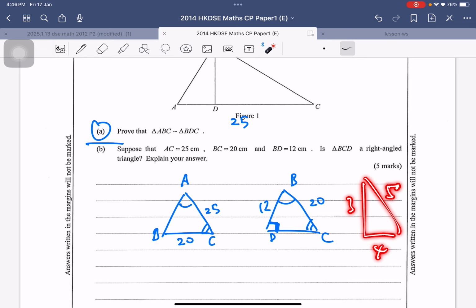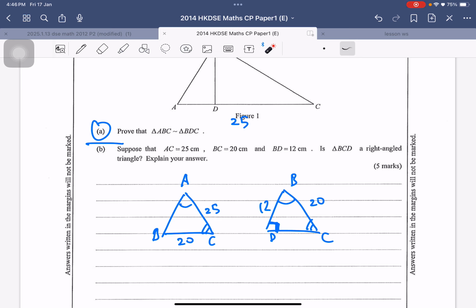How do we show this is a right angle triangle? We need to show that 3 squared plus 4 squared is equal to 5 squared. 3 squared plus 4 squared is 25, and 5 squared is equal to 25 as well. So we have that ABC is a right angle triangle. So now the problem has changed to finding the length of DC. Is this okay?